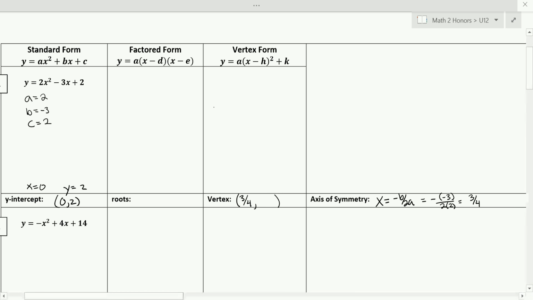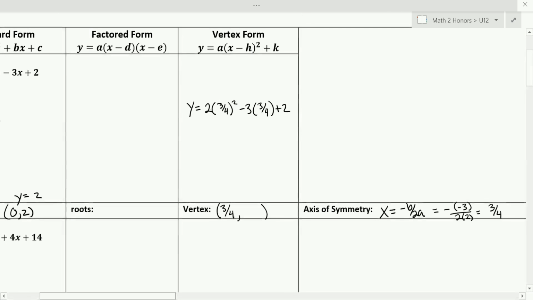And so I'm going to just take this 3/4 and plug it into my standard form. And I get 2 times 3/4 squared minus 3 times 3/4 plus 2. And this is going to be a little bit of work because we got fractions. We can do it. That would be the benefit of doing the formula. You don't have to deal with fractions. So here we got 2 times 9 over 16 minus 9 over 4 plus 2 over 1.